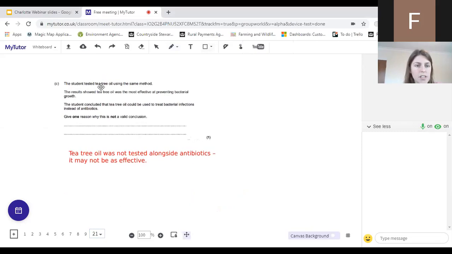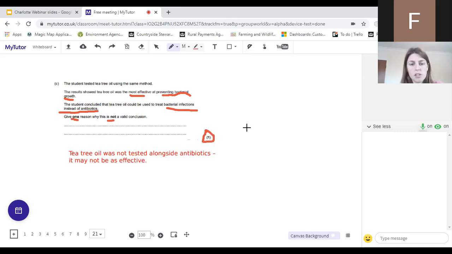Okay, finally. The student tested tea tree oil using the same method. So they also use that agar plate, they put on a little disc of tea tree oil. The results showed tea tree oil was the most effective at preventing bacterial growth. So tea tree oil has the most antibacterial, antiseptic properties. The student concluded that tea tree oil could be used to treat bacterial infections instead of antibiotics. Give 1 reason why this is not a valid conclusion for 1 mark.